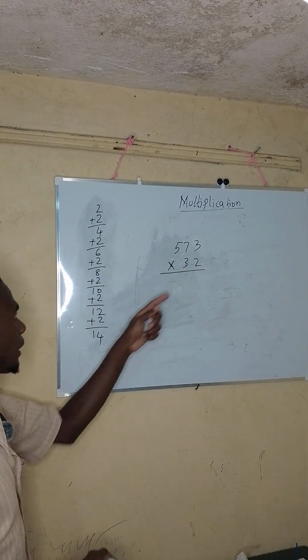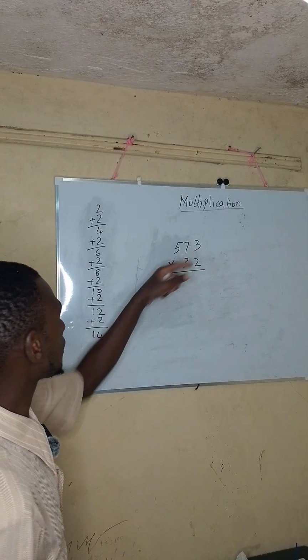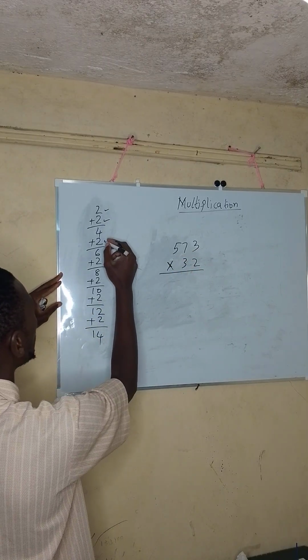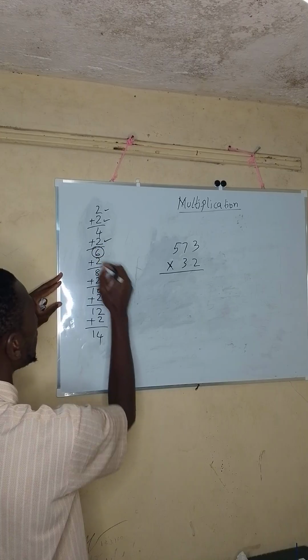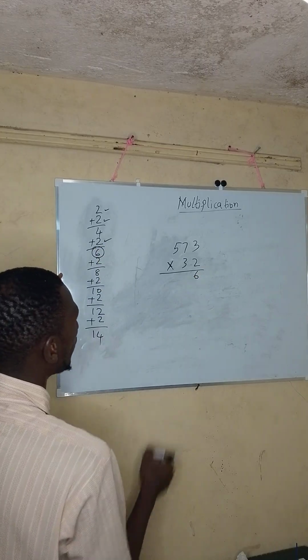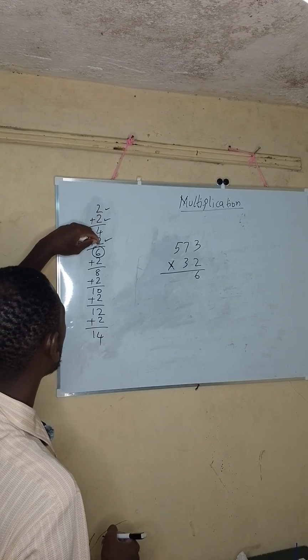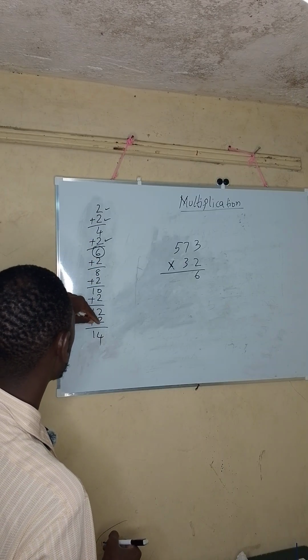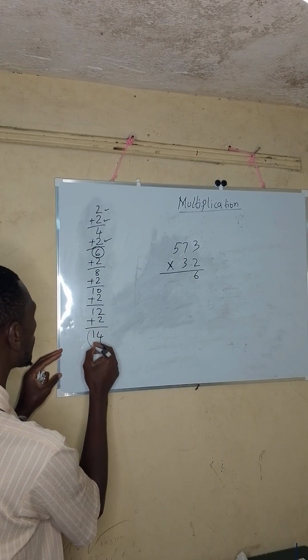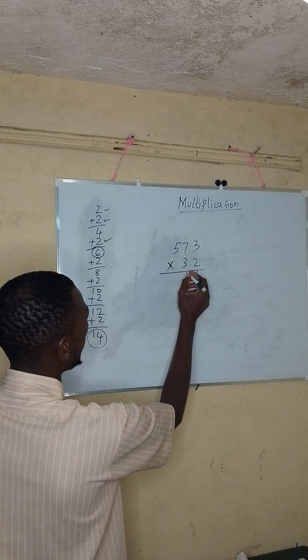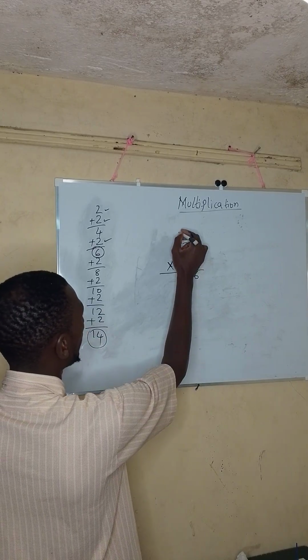So you just come and start. 2 times 3, you only count 3 2s. 1, 2, 3. So that gives you 6. Write it under that. So 2 times 7, 1, 2, 3, 4, 5, 6, 7. That gives you a total of 14. So because it is 14, you write 4, you will carry 1 to the next number.